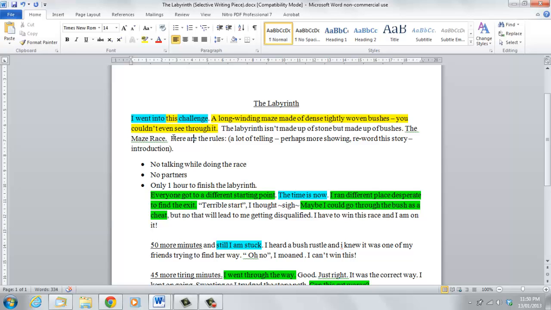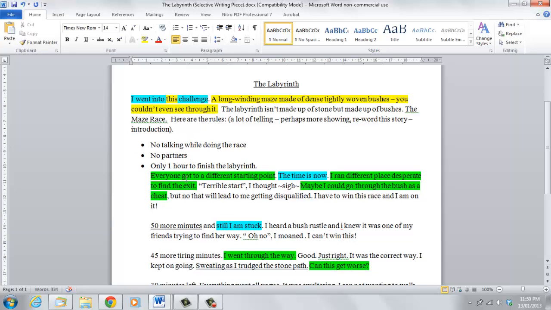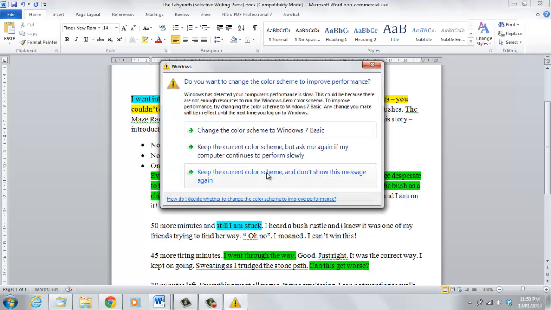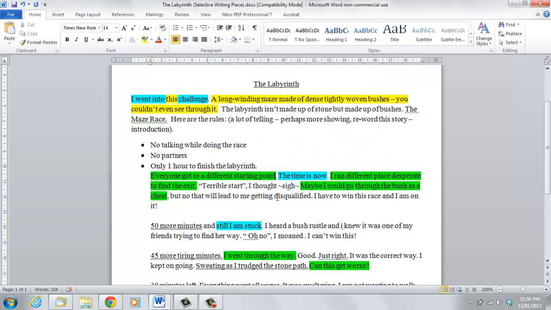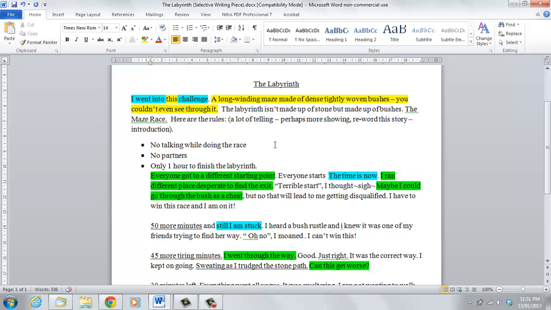Okay, here are the rules. Obviously you would change that, but we won't go into detail here right now. We'll keep moving on. Everyone got to a different starting point. Again, it would be reworded. Everyone got to a different starting point. The time is now. I would reword that. Everyone starts. And notice that the time is now is present tense. It's a good idea to keep the whole story in present tense or in some way where it's interlinked.